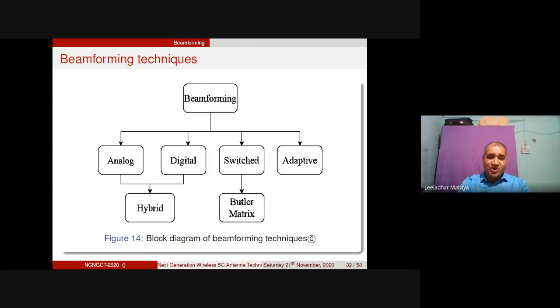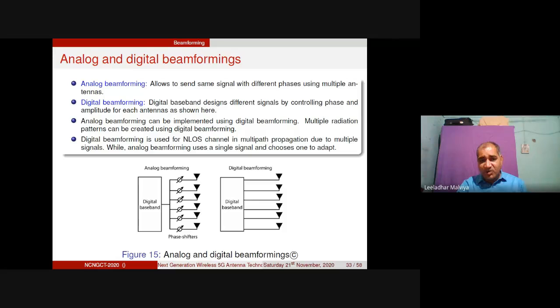So we have analog and digital beamforming. The combination of these two can be shown in terms of the hybrid beamforming technique. Similarly, we have switched beamforming, and the most important candidate of switched beamforming is the Butler matrix, right? Similarly, we have the adaptive beamforming technique. So let's move ahead. Analog beamforming allows sending the same signal with different phases using multiple antennas.